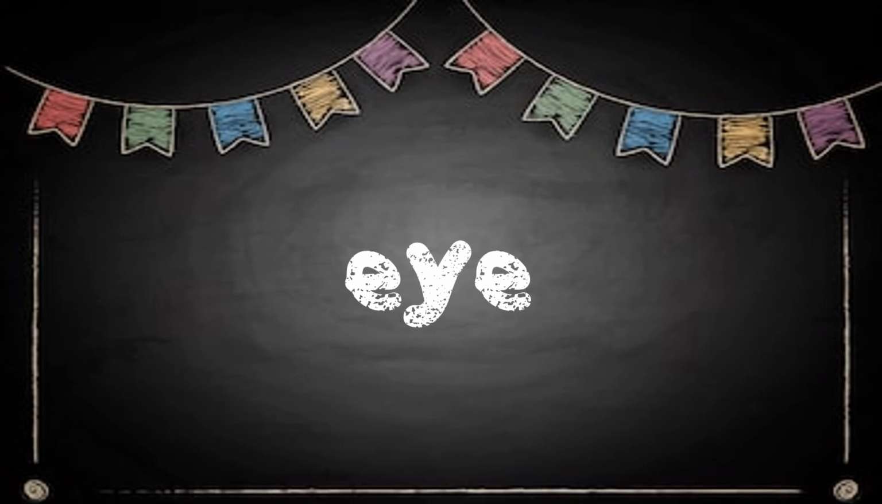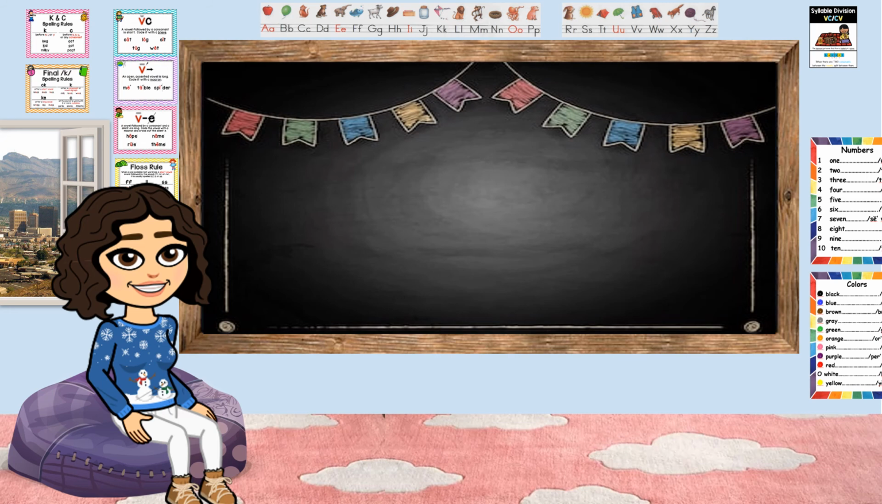Remember, sight words are words that do not always follow the rules. So because of that, we need to memorize them. So whenever we see them in our reading or in our writing, we circle them because these are words that we know. Great job, boys and girls.